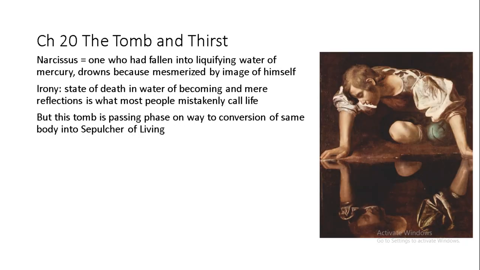In chapter 20, The Tomb and Thirst, we find that if we conceptualize this passage into the flux of becoming in terms of a liquefaction, it is clear that the alchemical interpretation of the myth of Narcissus is that of one who had fallen into this water and had drowned only after falling for a reflection in those waters, which he fell in love with because it did indeed capture the image of himself. To return to an irony noted earlier, this state of death in the water of becoming and mere reflections is what most people mistakenly call life.